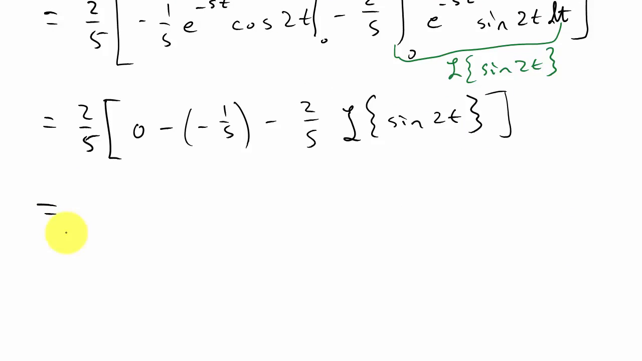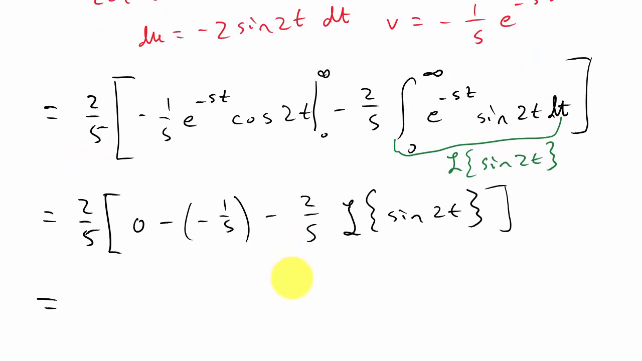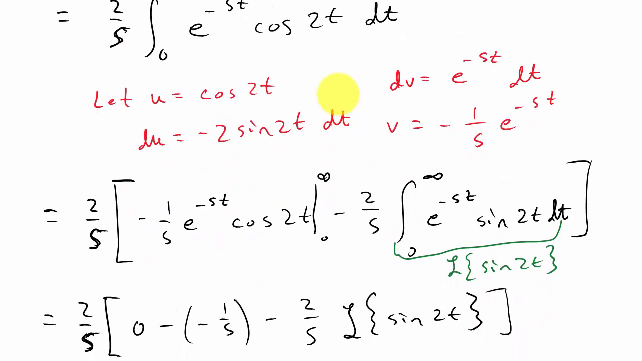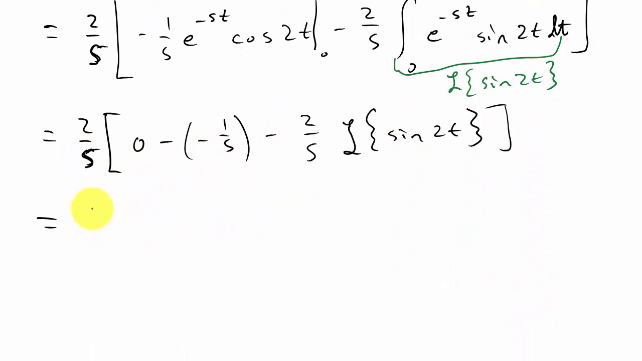Okay, so it looks like we're getting somewhere now. Let's distribute the 2/5. I'm sorry, not the 2/5, but 2 over s. So when I distribute that, that's going to give me 2 over s squared, and then minus 4 over s squared times the Laplace transform of sine 2t.